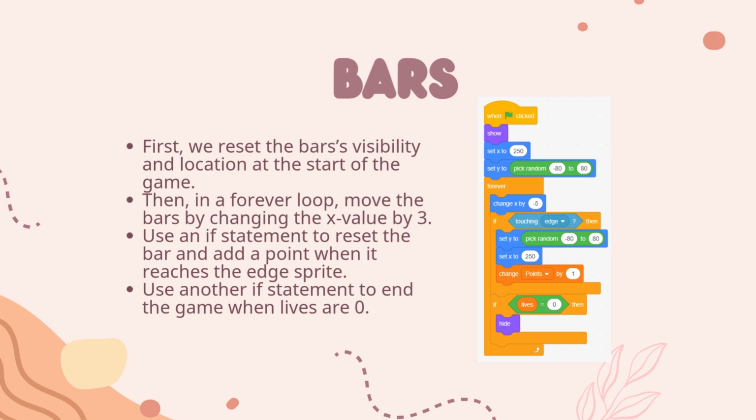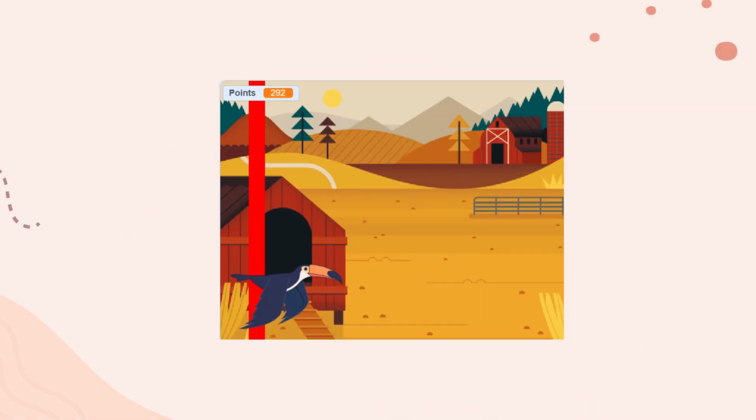Use an if statement to reset the bar and add a point when it reaches the edge sprite. Use another if statement to end the game when lives are 0. The bar's sprite needs to be hidden because the losing screen will be displayed. Your game should look something like this.